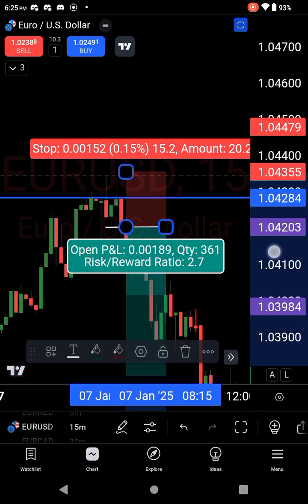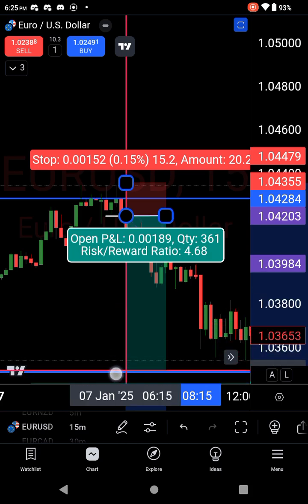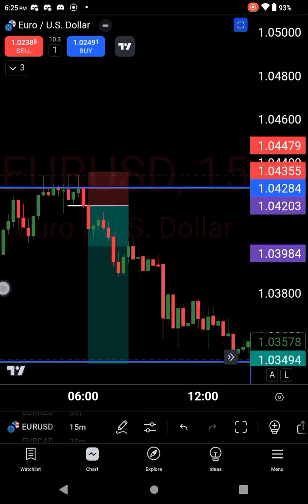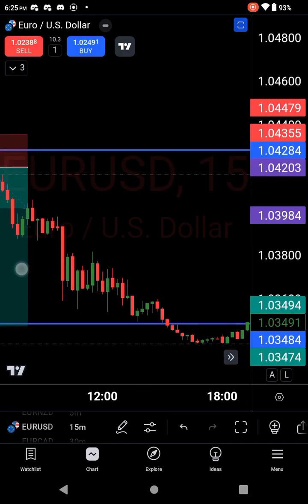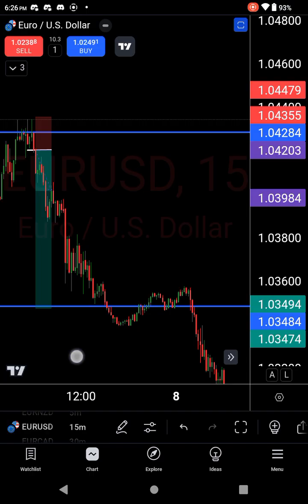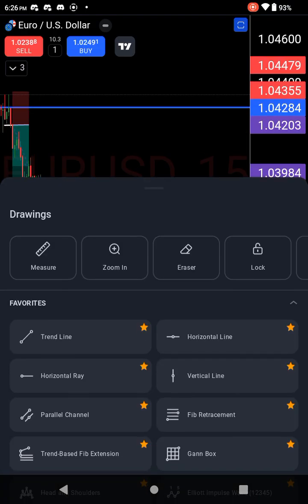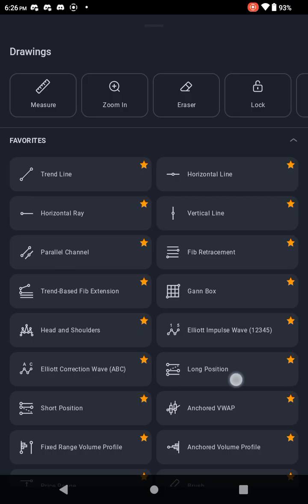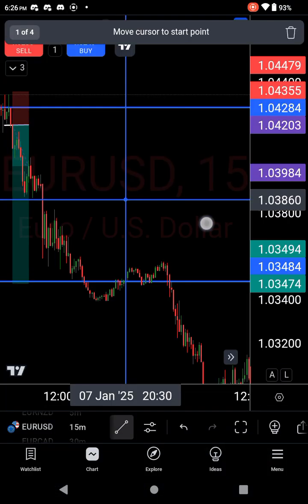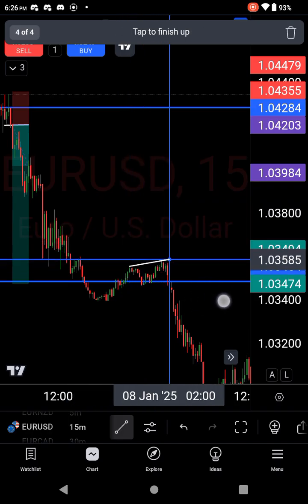You can also target that resistance zone or support zone, sorry, right? And as you can see, price went right there. Now look at this. Price broke the level, broke the support, came back above and created what we see as a double top, right? Price created a double top right there.